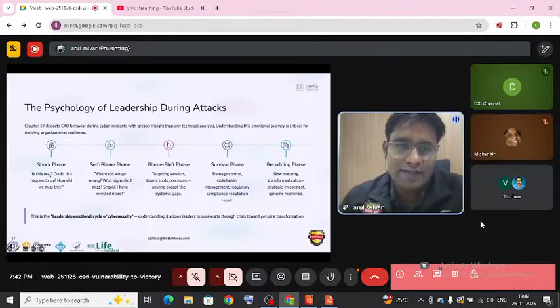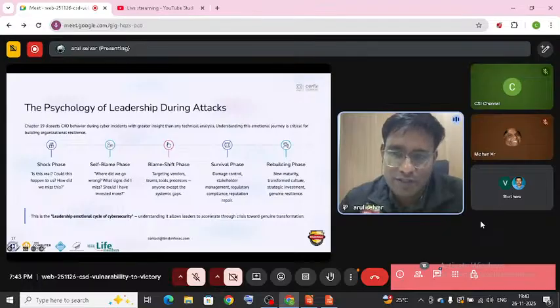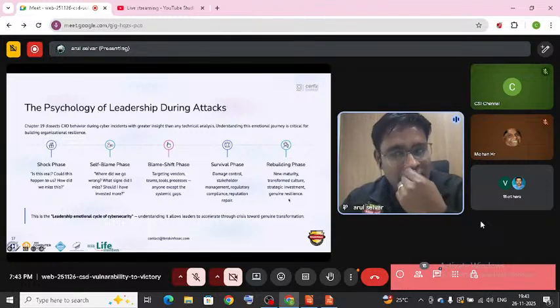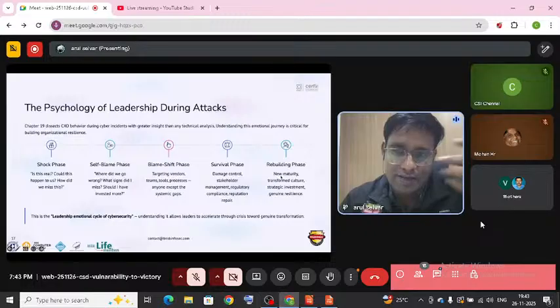Finally, I want to highlight the psychology of the leaders during the cyber attack. They were in the shock phase: is it real? Could this happen to us? How did we miss this? After that, the self phase: where did we go wrong, what signs did I miss, should I have invested more? And blame shift, targeting the vendors, teams, tools, and their own team: they are the problem, they are not doing the work properly. Finally, the survival phase: damage control, stakeholder management, regulatory compliance, reputation repair. Finally, the rebuilding: the new maturity, transformed culture, strategic investment, and genuine resilience. These are the things they will do in the rebuilding phase.